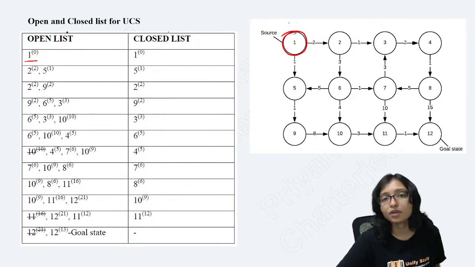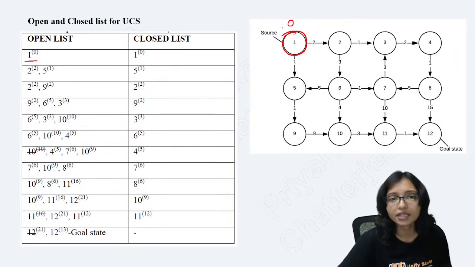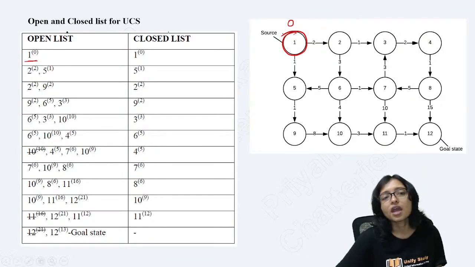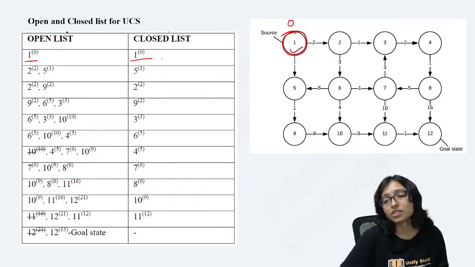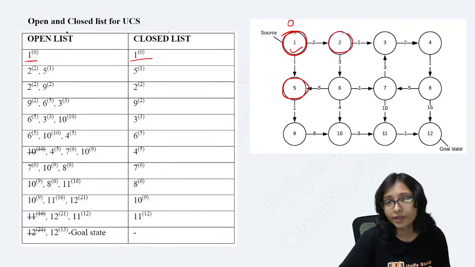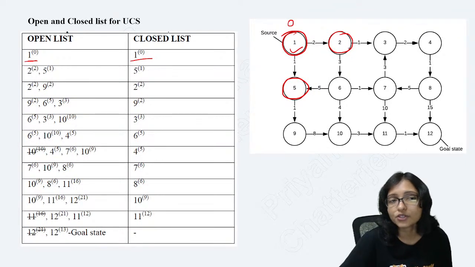In the current one, what is my cost? Now 0. I am here in the starting node, that's why 0. And only one option is there. So I will put it into the closed list, means this is now visited. Whenever I put it into the closed list, what is open now? This is open and this is open now in front of me. So 2 and 5 are open.